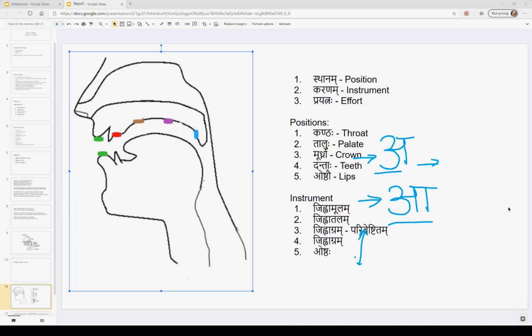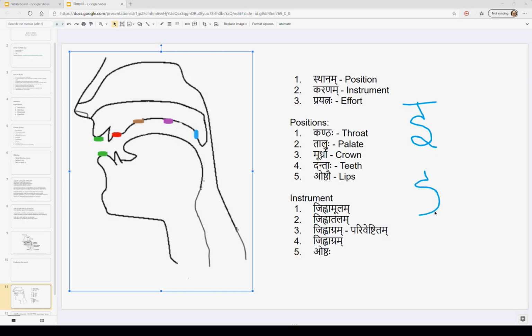So, a and long a, and then i. This is not a problem. We have short i and long i, and here also the timing is just more.